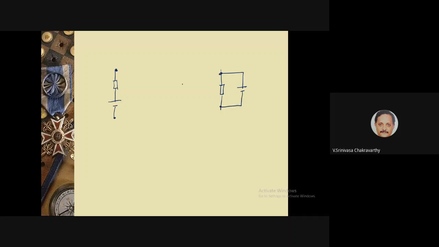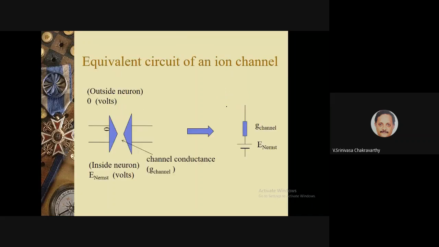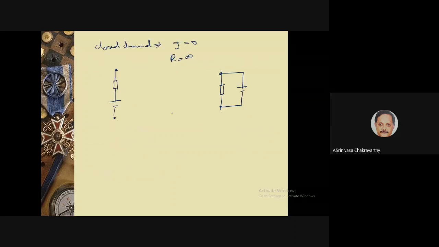So imagine a situation where the channel is completely closed. So closed channel means G is equal to 0, or the inverse of G, R, is equal to infinity. So it becomes an open circuit. So when it is an open circuit, nothing can enter. So current cannot go in, right? If G is 0, you have two possibilities.